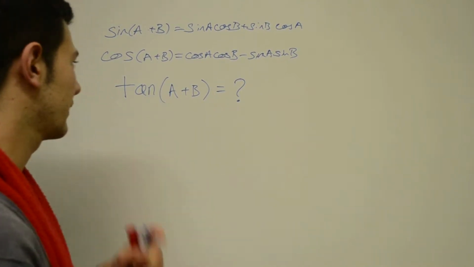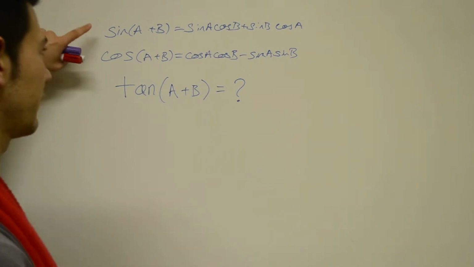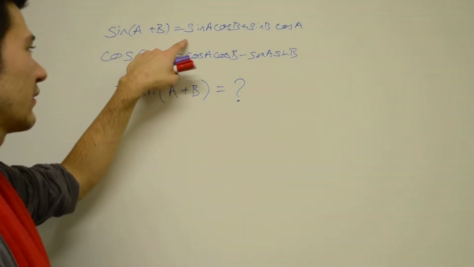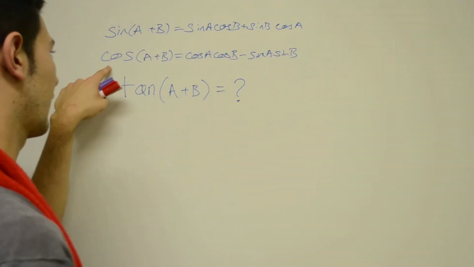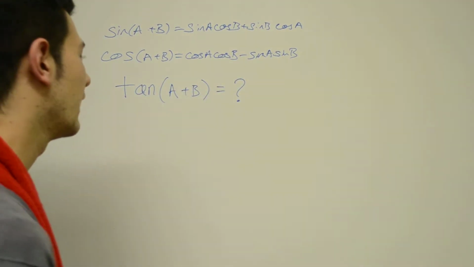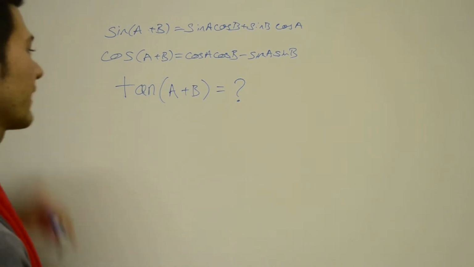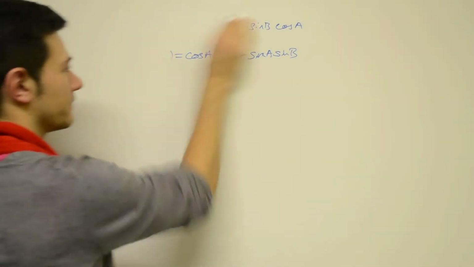So this is going to be another trig video. I've already shown in two previous videos that sine of a plus b, this is for C3 trig in Edexcel, is sine a cos b plus sine b cos a, and cos a plus b is cos a cos b minus sine a sine b. And so now I'm going to do tan using both of these identities.